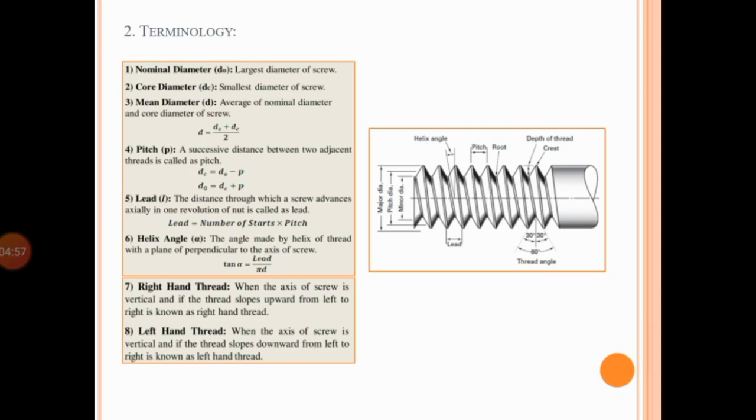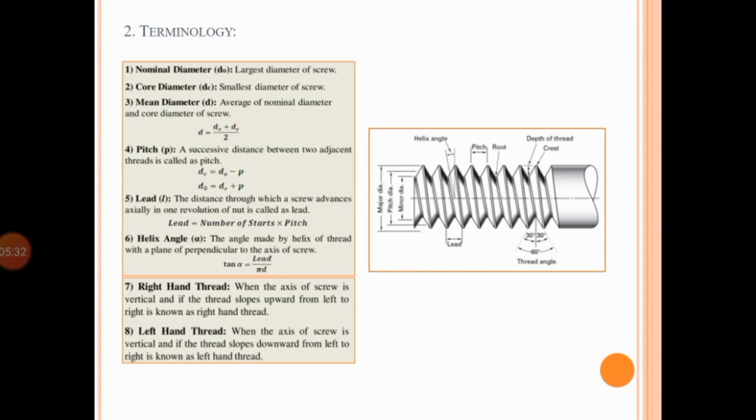First terminology is nominal diameter. Actually, it is the largest or outer diameter, and if you are measuring it, you have to measure the distance between two crests of the thread, and the distance measured should be perpendicular to the power screw axis. That is nominal diameter. Then core diameter or small diameter, which is also a distance measured between two roots of the threads. Once again, the distance you are measuring between two threads should be perpendicular to the power screw axis.